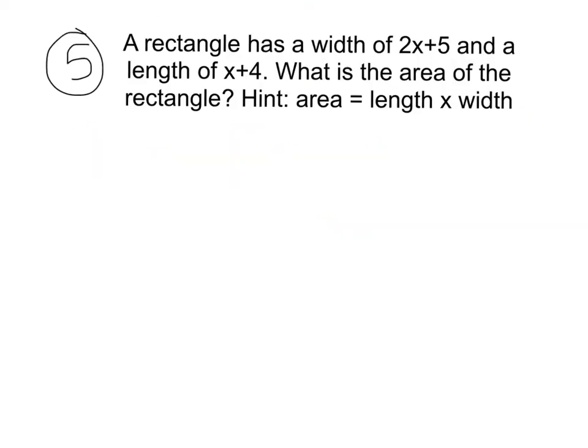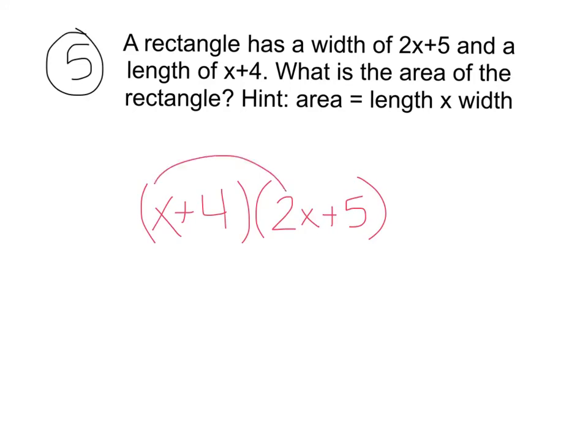All right, and our last problem here. A rectangle has a width of 2x plus 5 and a length of x plus 4. What is the area of the rectangle? Your hint here is that area is going to equal length times width. Our width is 2x plus 5, and our length is x plus 4. So we're just going to multiply those two binomials together.